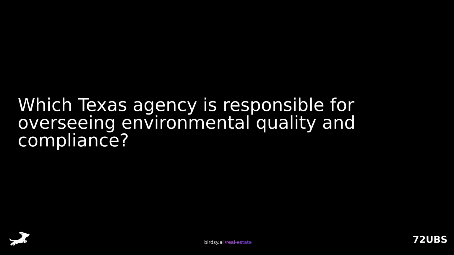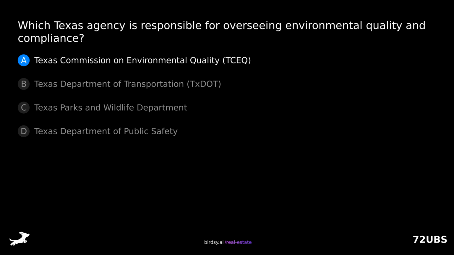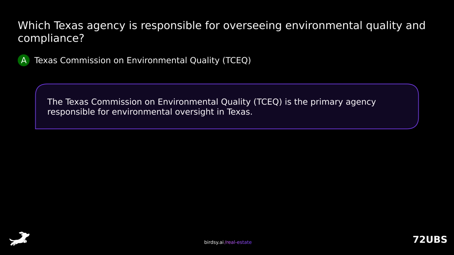Which Texas agency is responsible for overseeing environmental quality and compliance? Is it A, Texas Commission on Environmental Quality, B, Texas Department of Transportation, C, Texas Parks and Wildlife Department, or D, Texas Department of Public Safety? The answer is A, Texas Commission on Environmental Quality. The Texas Commission on Environmental Quality is the primary agency responsible for environmental oversight in Texas.